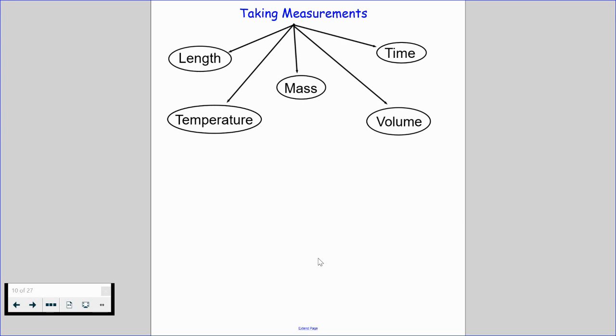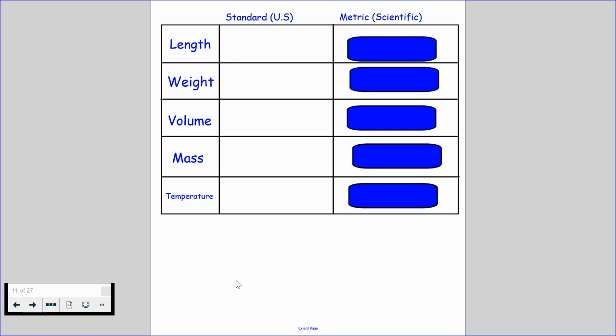Okay, so just quick reviewing, we can measure length, temperature, mass or weight, volume, and time. What we're going to be studying in topic 13 is the standard ways that we can measure these things. Standard form is what we use in the United States, and then the metric units of measurement. Metric units of measurement are used in all of science and other countries throughout the world.